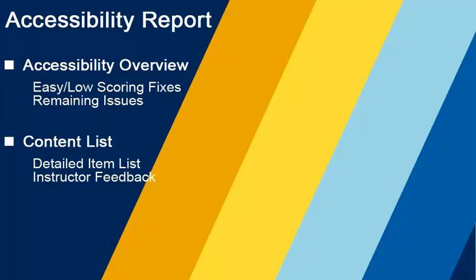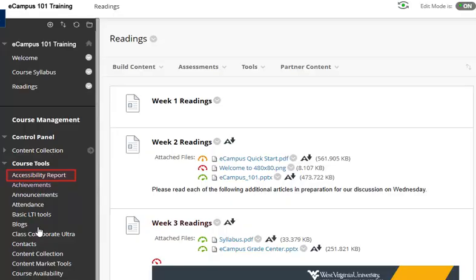Ally also provides a report on the accessibility of the whole course. An overview page shows you any easy fixes and low-scoring items that can quickly improve the score. The content list shows all the items in the course and links to instructor feedback guidance to clear up any accessibility issues. You will find the accessibility report in your Course Tools menu.